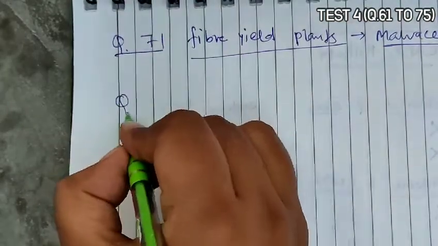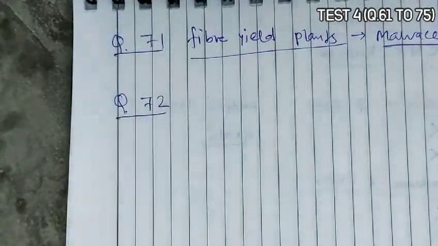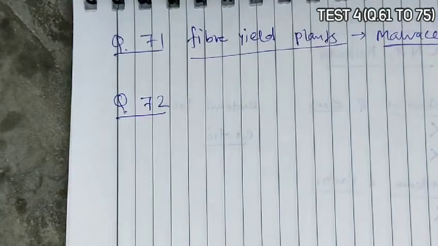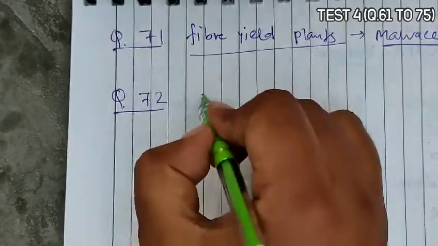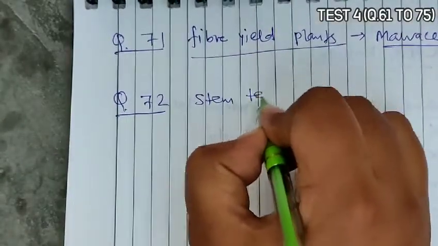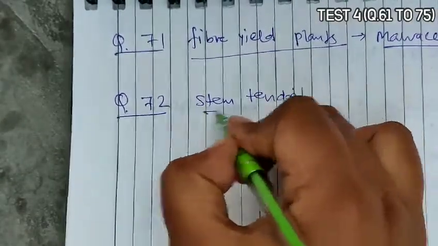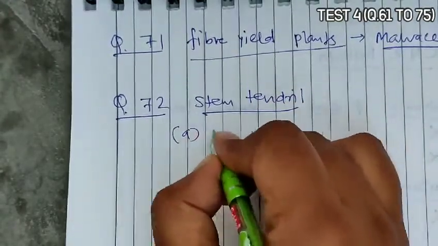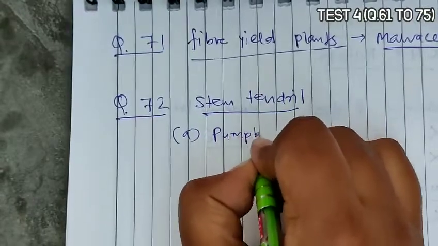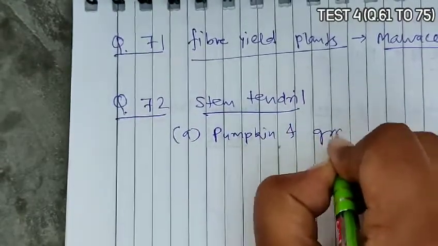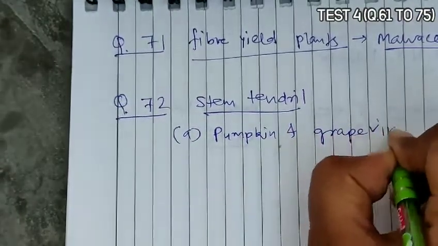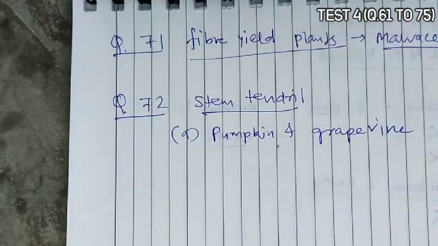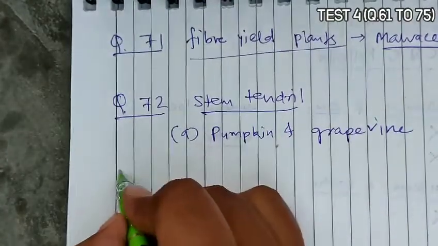Next is question 72. It asks that stem tendrils developed from axillary bud are found in which of the following? So the question is with respect to stem tendril, and a similar type of question we have discussed before. For this the answer becomes option A, that is pumpkin and grapevine. So we remember this example, they all have a stem tendril arising from the axillary bud.